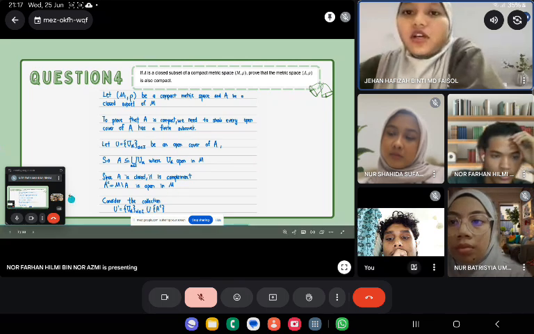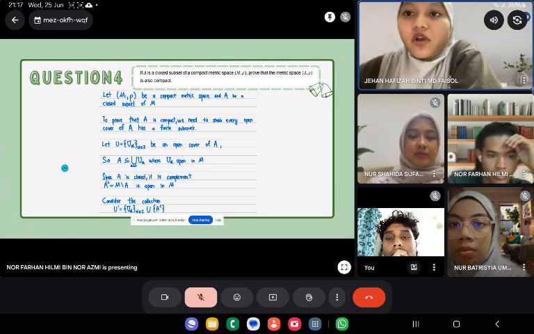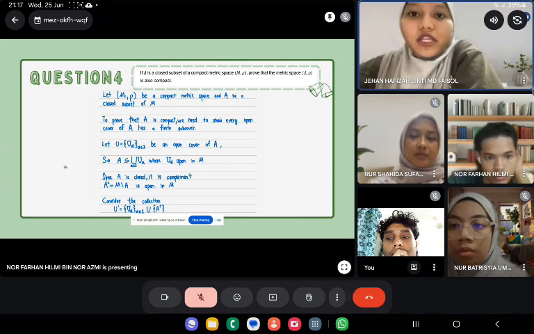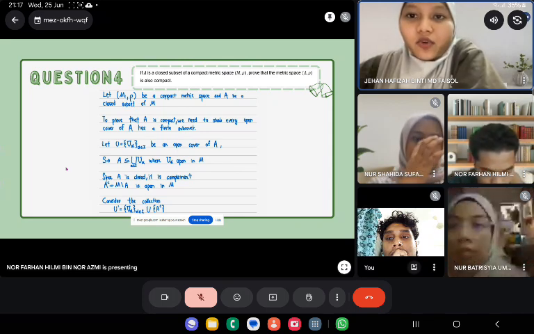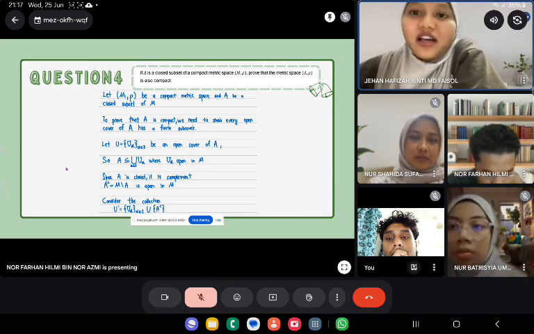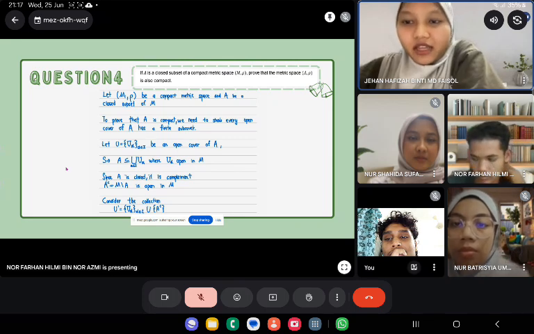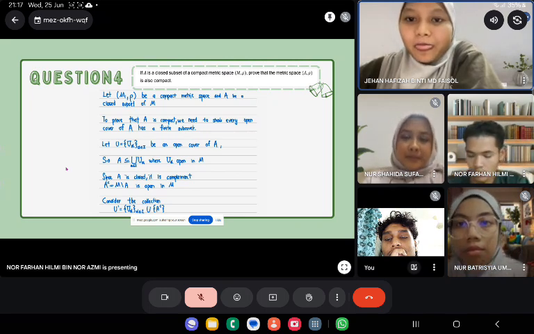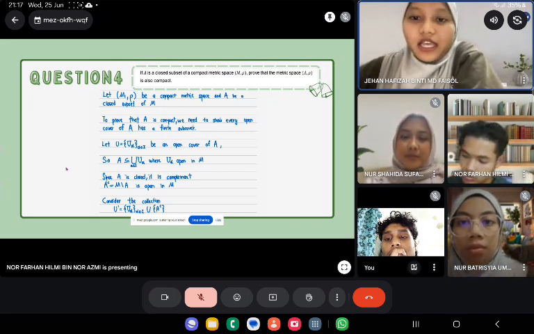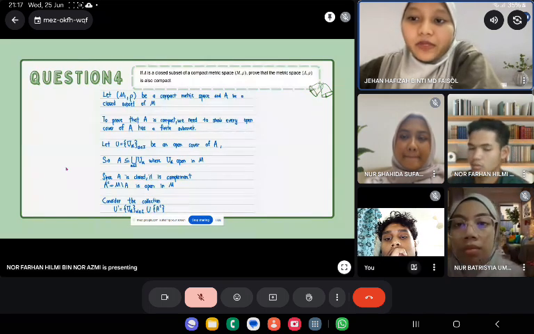Okay, next for question 4. The question is, if A is a closed subset of a compact metric space (M, rho), prove that the metric space (A, rho) is also compact. We need to let (M, rho) be a compact metric space and A be a closed subset of M. So to prove that A is compact, we need to show every open cover of A has a finite subcover. So the first step is let U equal to {U alpha}, alpha an element of I, be an open cover of A.